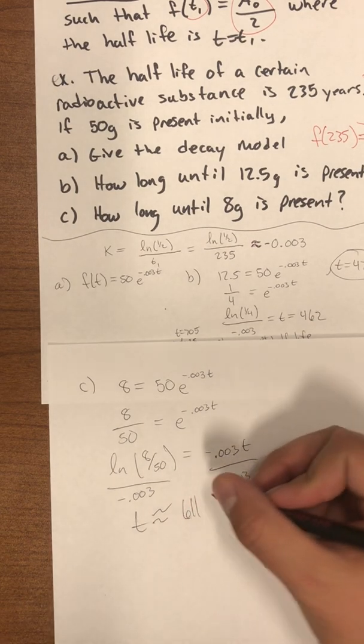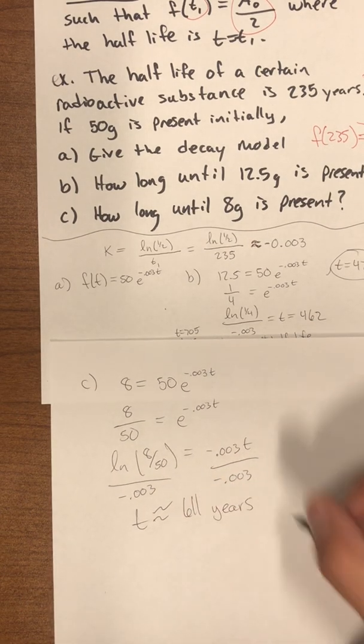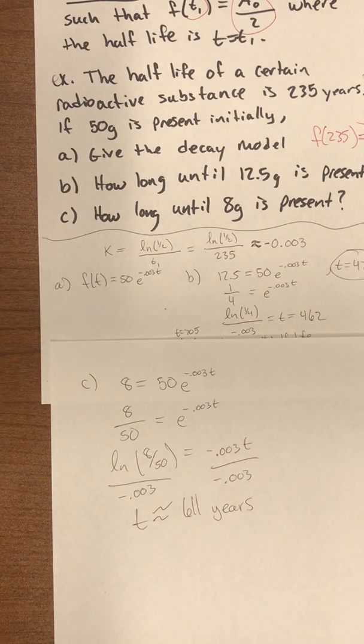Getting about 611 years, which is a logical answer. We know that it needs to be greater than 470 years because at 470 years it's going to be the second half-life, so we'd only have 12.5 grams present. Okay, there's some applications of exponential growth and decay.